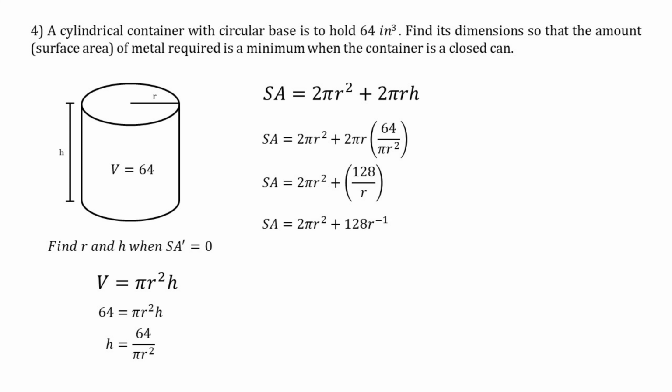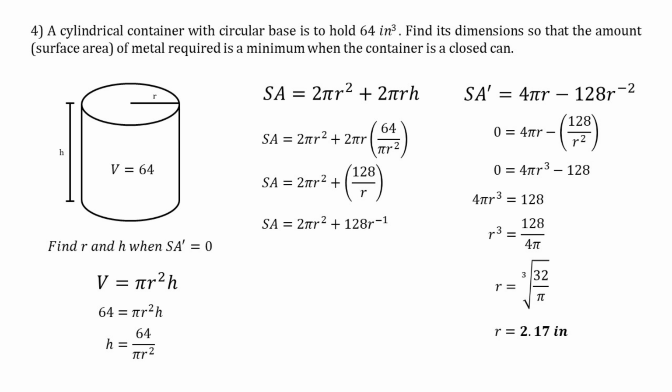Simplify the equation to its exponential form for more convenient differentiation. Now, SA prime equals 4 pi r minus 128 r to the power of negative 2. Since the surface area is at minimum, its derivative is equal to 0. From here, we get r equals 2.17 inches.